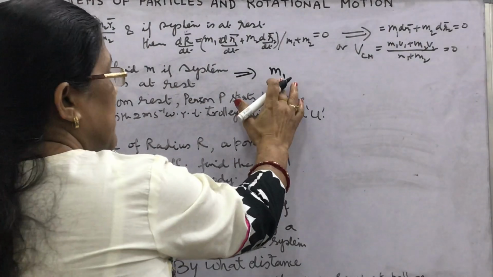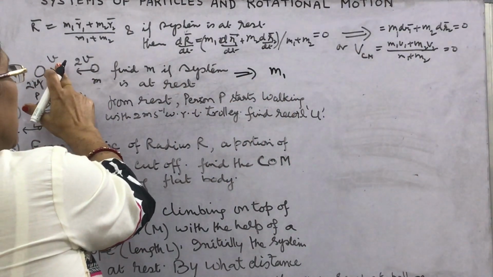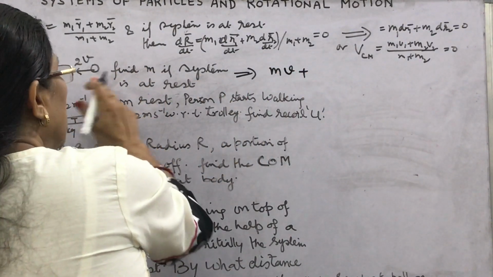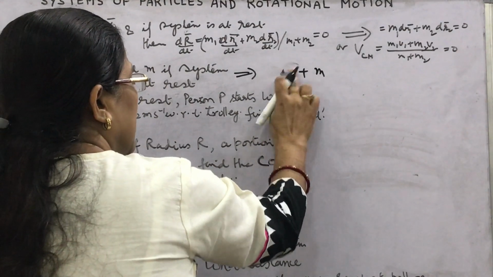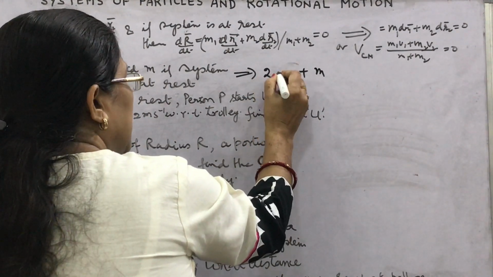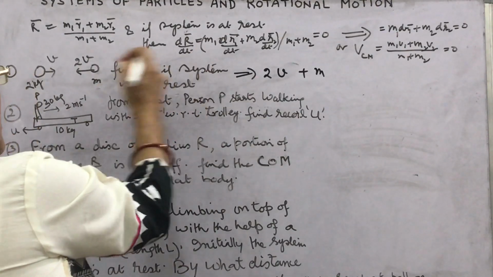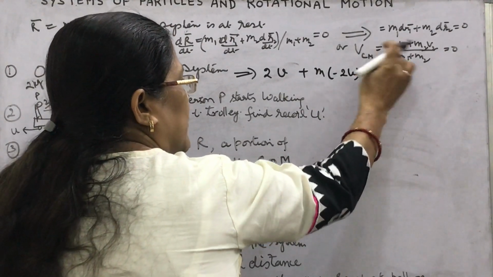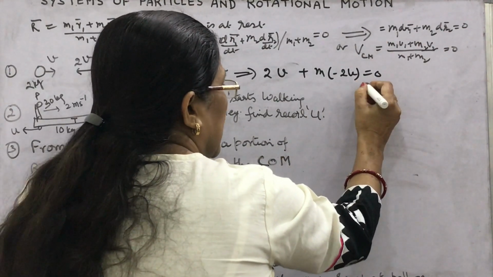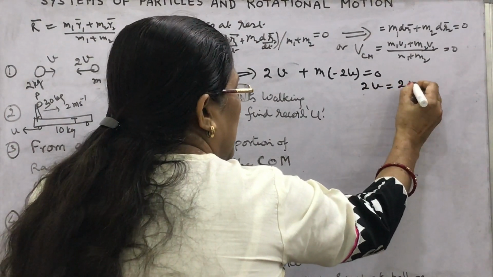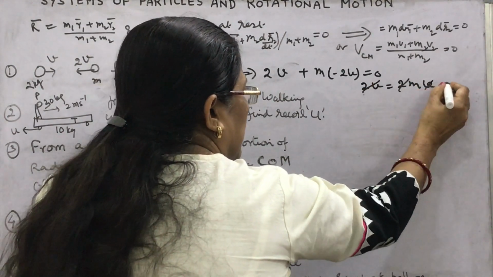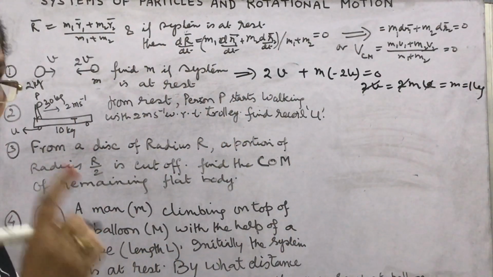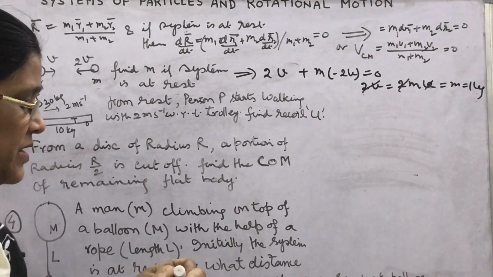Look here, m1 is 2 kg with velocity v. I am writing directly: 2 kg into v, plus m into the opposite direction velocity, which is minus 2v. This will be equal to 0 from this expression. What will you get? Simple: 2v = 2mv. So 2v and 2v will cancel. This implies that m is equal to 1 kg. Learn the concept, then you will get the proper answer.